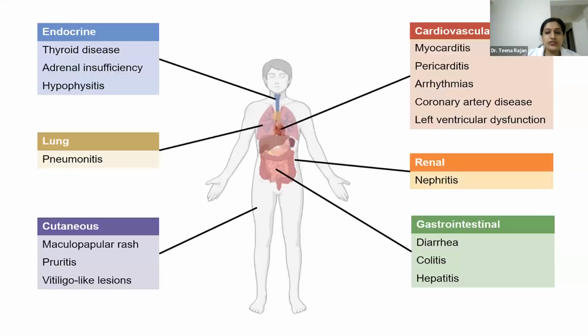So this is a spectrum of immune-related adverse events which can be seen. In the endocrine system, we can see thyroiditis or hypothyroidism. You can have adrenal insufficiency. You can have hypophysitis. Lung, you have pneumonitis. Cutaneous reaction can take the form of a maculopapular rash, pruritus, or vitiligo-like lesions. Cardiovascular system, you can have myocarditis, pericarditis, arrhythmias, even coronary artery disease. Renal, you have nephritis, and gastrointestinal toxicity, most commonly what we see is colitis and also hepatitis.